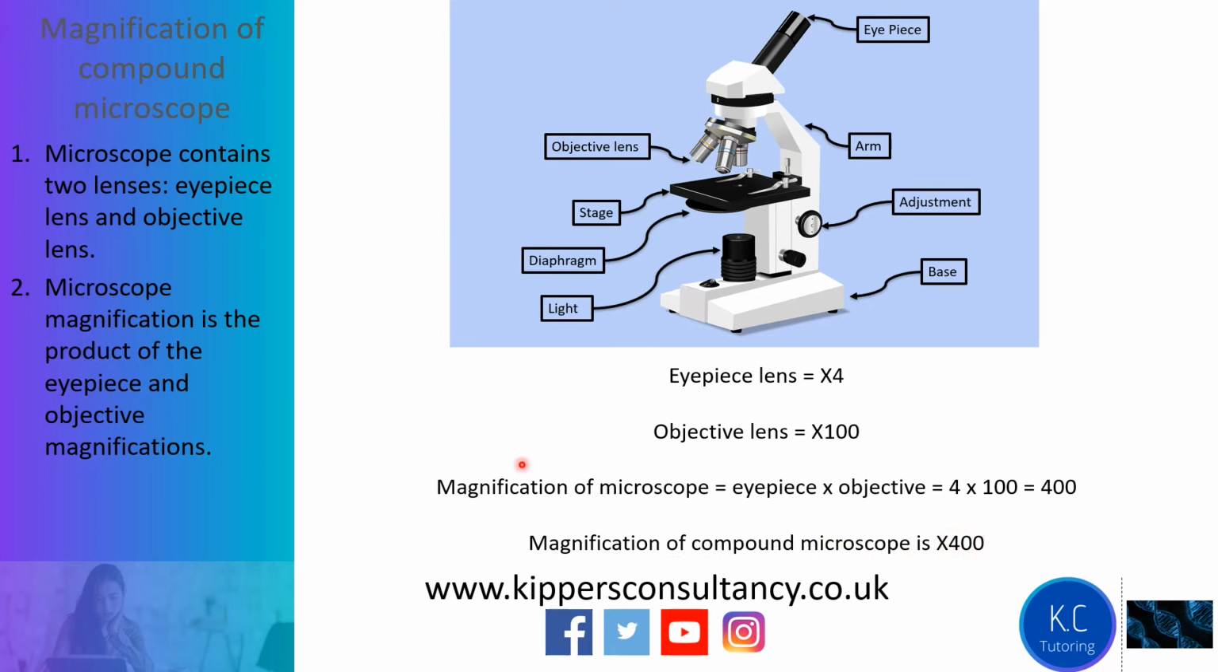To summarize this slide, we will say that a microscope contains two lenses, an eyepiece lens and an objective lens. And to calculate the magnification of the entire microscope, we do the magnification of the eyepiece lens times the magnification of the objective lens.